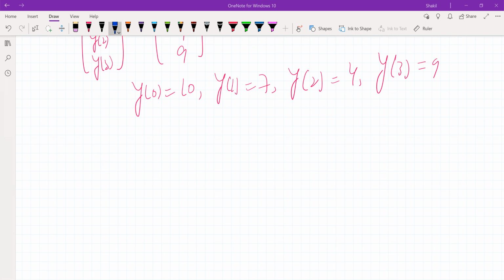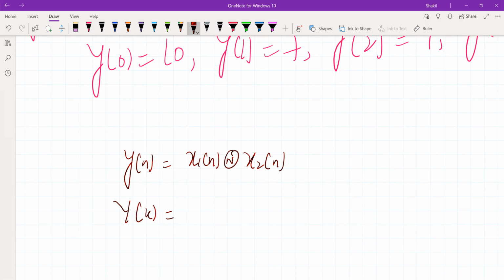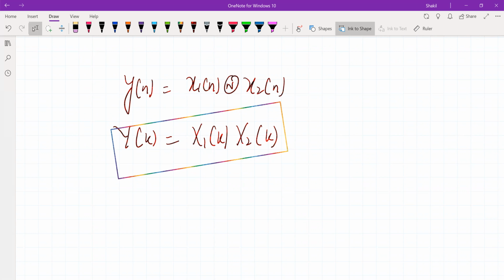Now again I will emphasize the result here. Y of n is the circular convolution between x1 of n and x2 of n. What DFT will do is convert the circular convolution into the multiplication of the DFTs of the individual sequences. Right? And that's what we exploit to compute the circular convolution. This is very, very important. Alright, so in the next session we'll see how to evaluate the linear convolution using circular convolution.